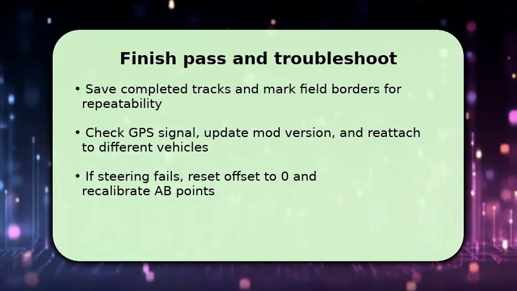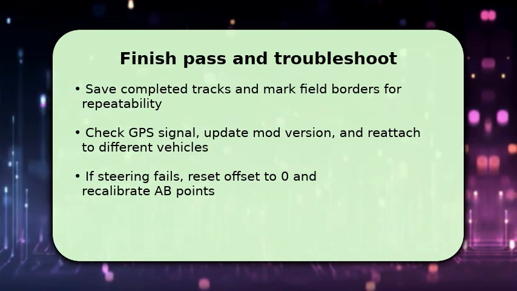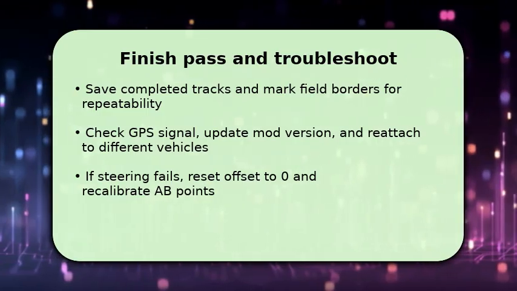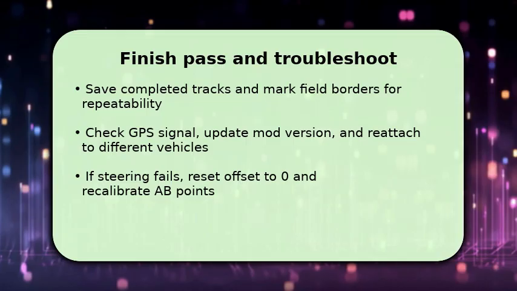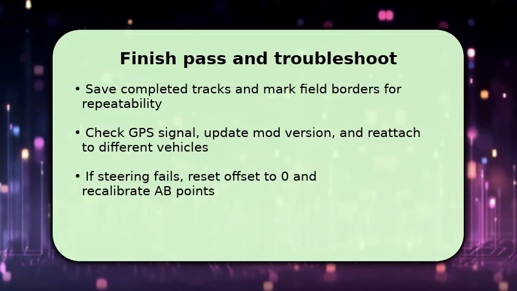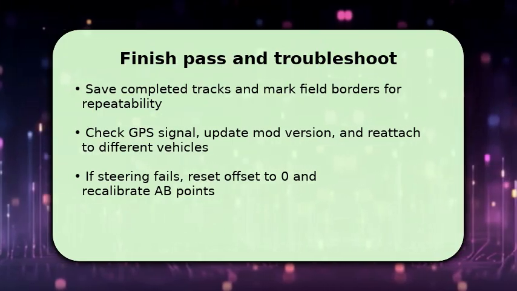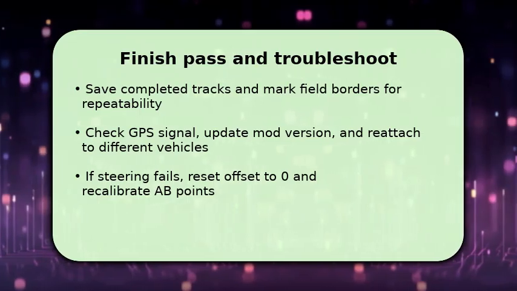If something goes wrong, first check the GPS status icon and update the mod to the latest version, then try reattaching the device to another vehicle to isolate hardware issues. If steering behaves strangely, reset offset to 0 and recalibrate by re-establishing A-B points. This often resolves drift. Finally, make a short test run to confirm corrections before reworking the whole field.